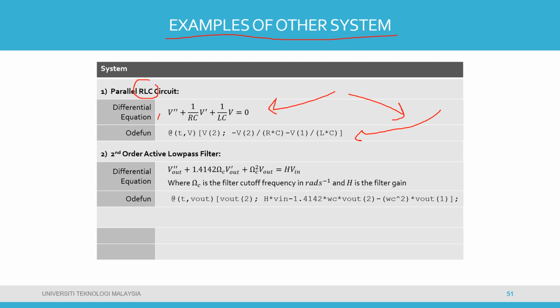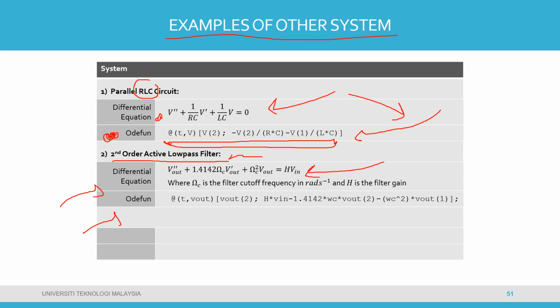So make sure you know how to convert from differential equation to the ODE function. Then you need to know how to write the ODE function, the anonymous method or function, depending on you. Also the second order active low pass filter uses the same differential equation. Usually the differential equation is given. You don't need to worry, because this is not designing the RLC circuit or the low pass filter. This one is, I forget what it is, maybe control. You will not learn this, but it will give you the equation.